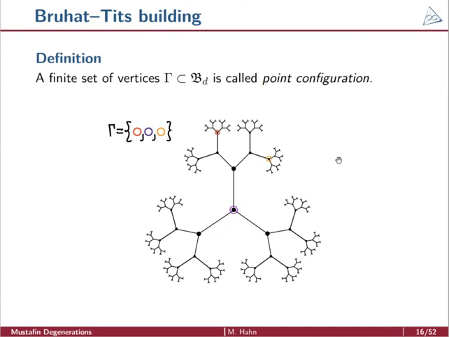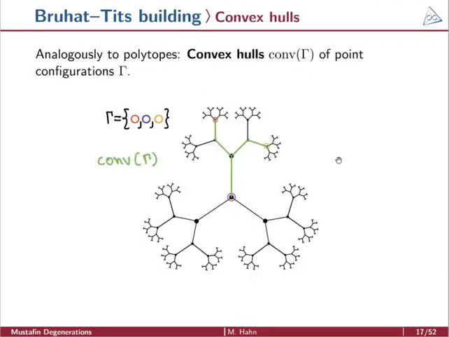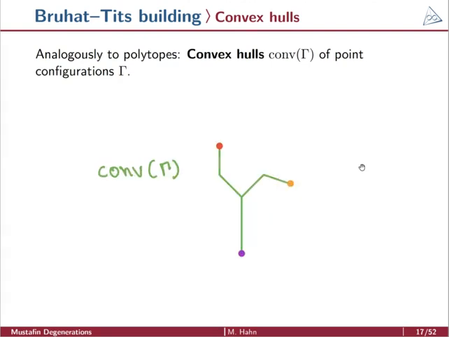And actually, you can be even more sophisticated, which is actually the notion that you use for Mustafin degenerations. But for now, you can simply think of taking geodesics in this Bruhat-Tits building, and therefore the convex hull of these 3 points is simply going to be this green part. So we really take the minimal set that contains these 3 points that also contains the geodesics between any 2 points in that set. So this is simply going to be this finite structure, and this is indeed a finite simplicial complex.